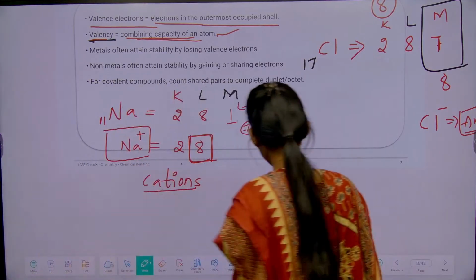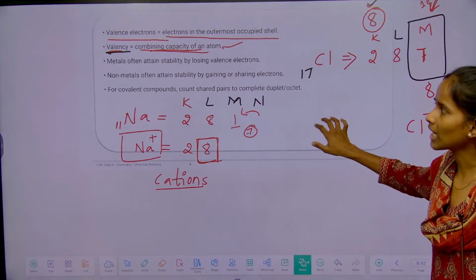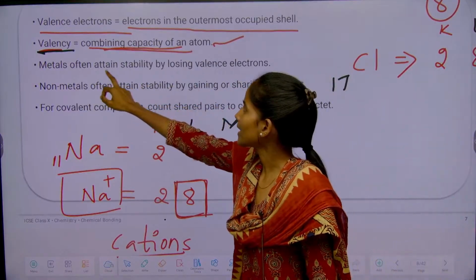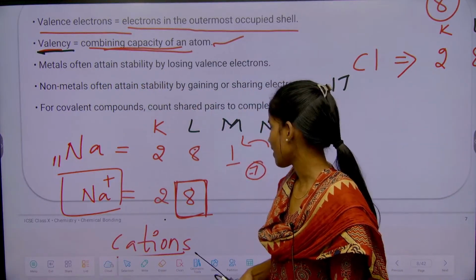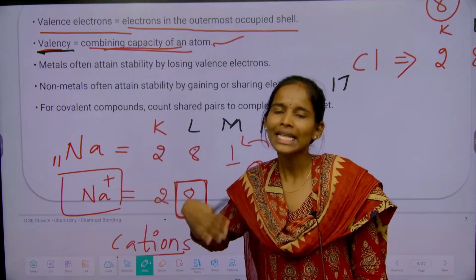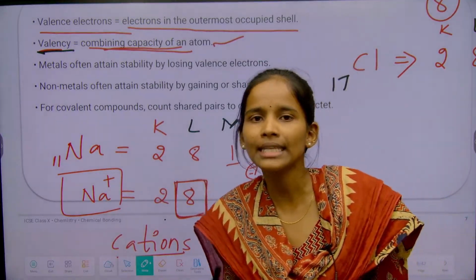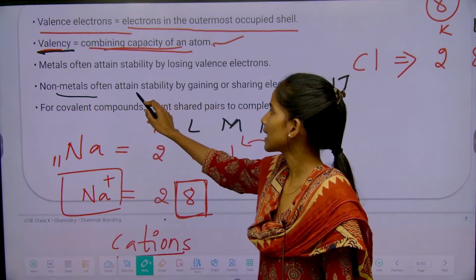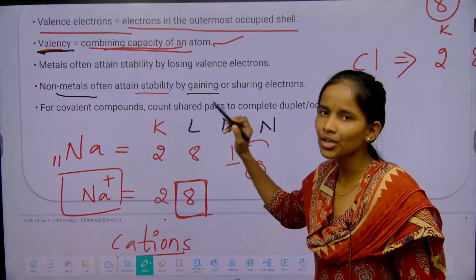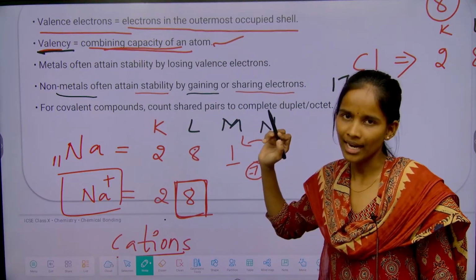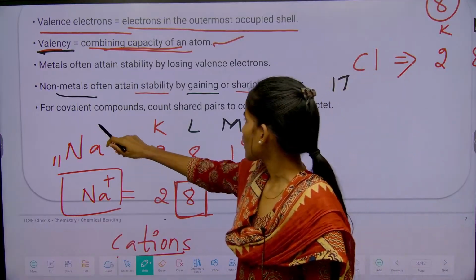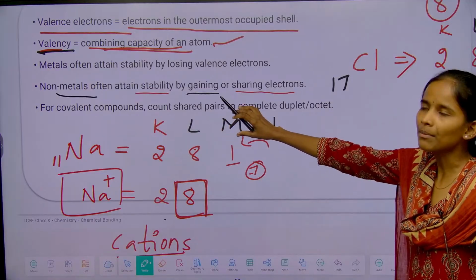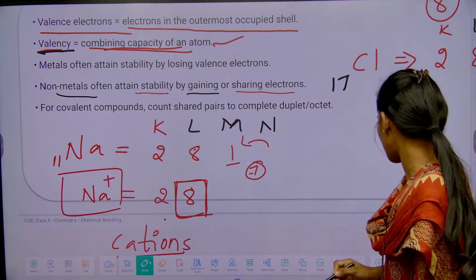Now, this is all about valence electrons and valency. Here I have mentioned metals often attain stability by losing the valence electrons. Generally all the metals are ready to lose the electrons in order to get stability, and non-metals, in order to get stability, will gain the electrons or sometimes share the electrons to get the stable configuration. For covalent compounds we have to count shared pairs of electrons. This I will explain in the next slide.